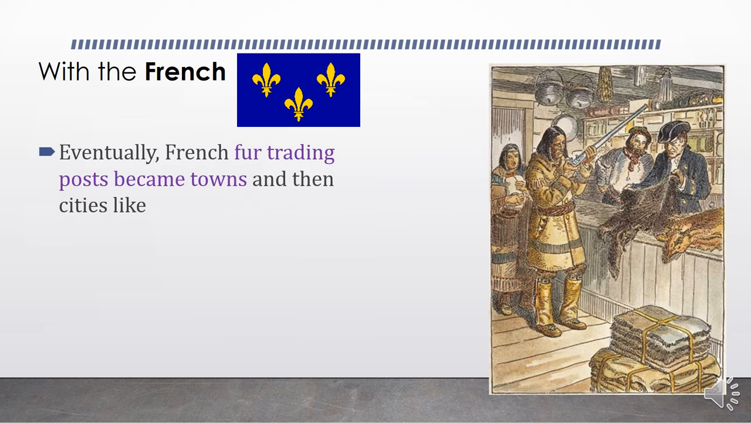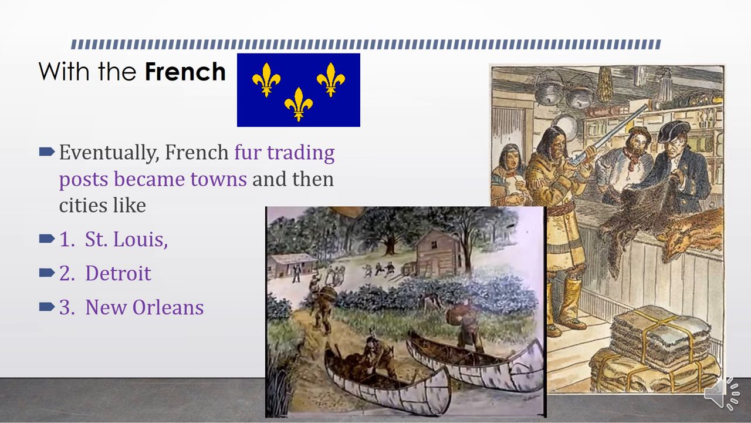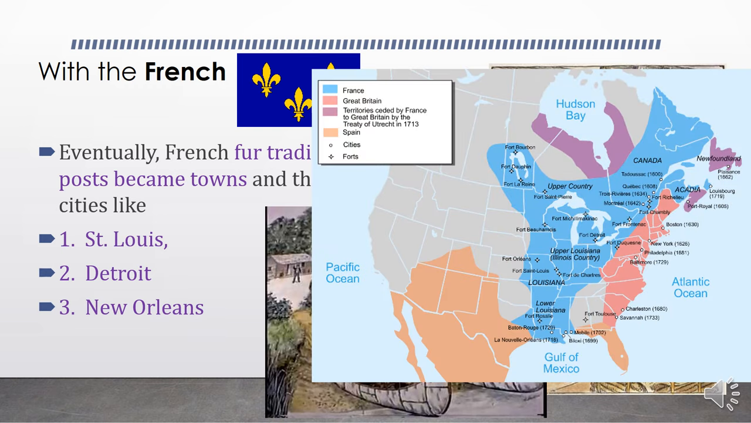The French eventually, these fur trading posts become towns, and today those towns have become the cities of St. Louis, Missouri, Detroit, Michigan, and New Orleans, Louisiana. So many people don't realize that, but all three of these cities were once French fur trading posts, where Native Americans met with the French in order to trade their goods.